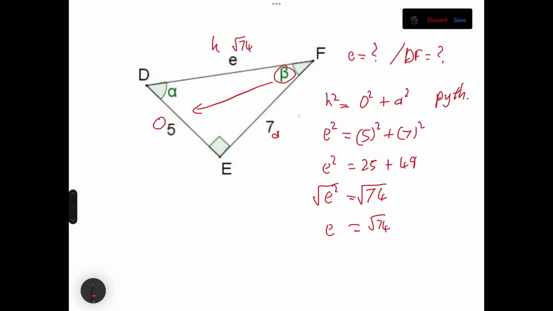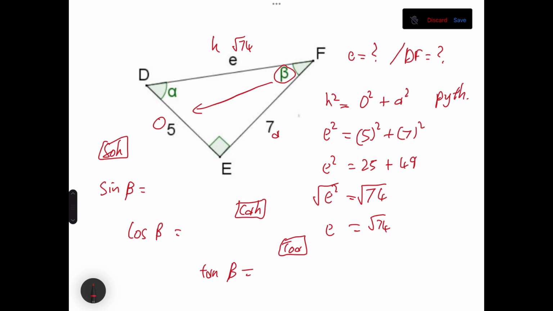So it stays the same even if you put it in a calculator. We don't want decimal places now, so we're going to keep it in square root 74. Now we find our ratios: sine beta, cos beta, and tan beta. They might not always put it in this order, but for now, as we're getting comfortable with it, we need to remember it. Remember, sine is SOH, so it's opposite over hypotenuse. Cos is CAH, adjacent over hypotenuse, and tan is TOA.